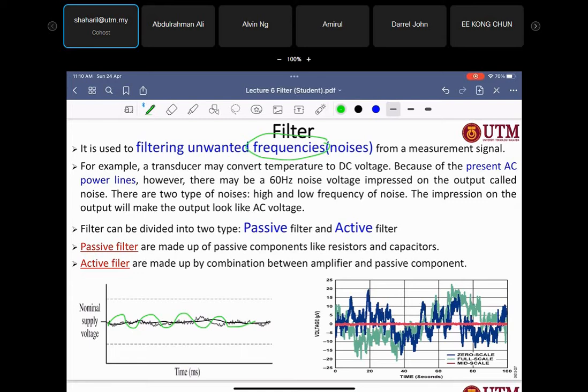All right. So filters can be divided into passive and active. When I talk about passive, that means you don't need any power supply, any external voltage and so on. When I talk about active, that means something that you need a supply for.